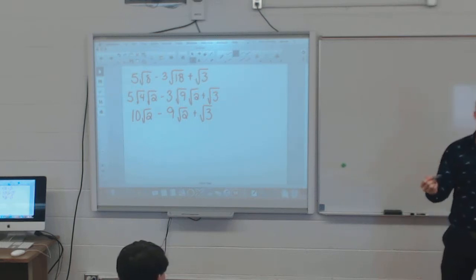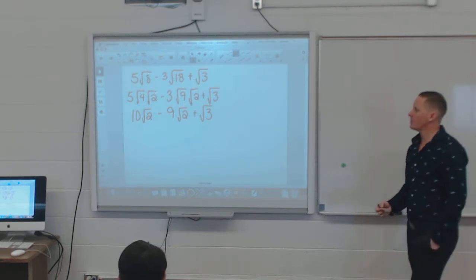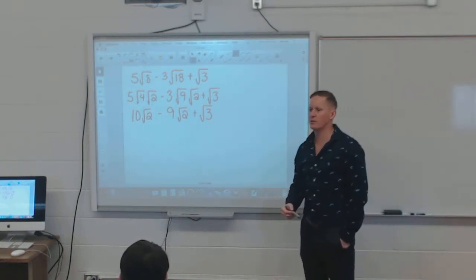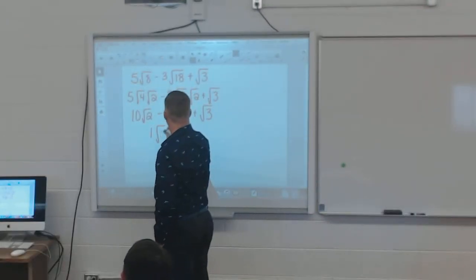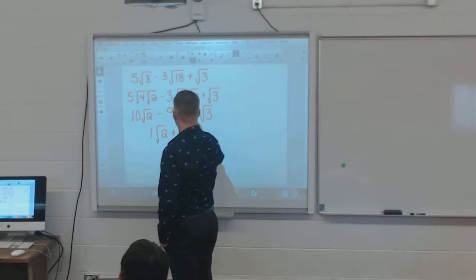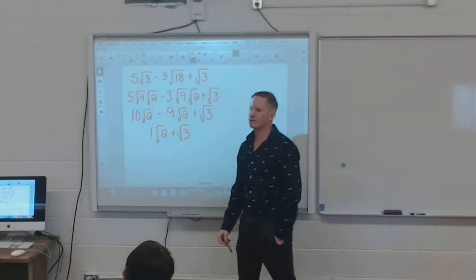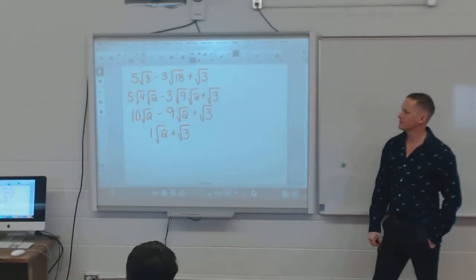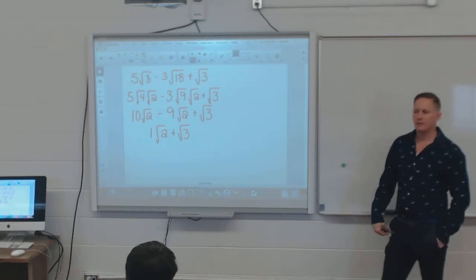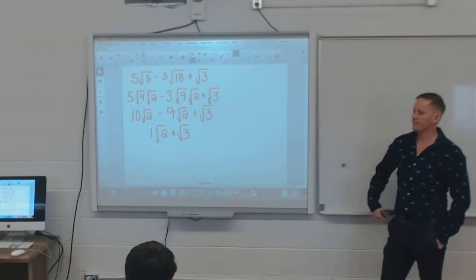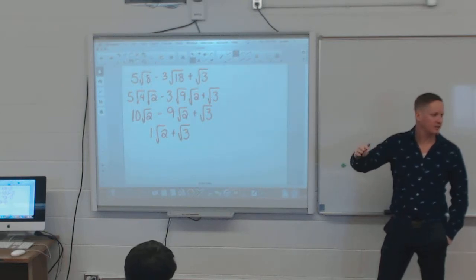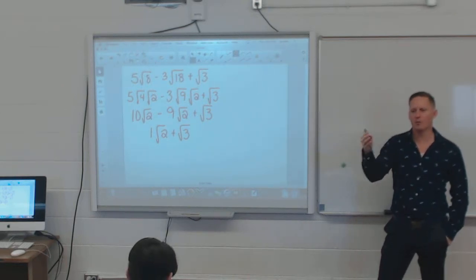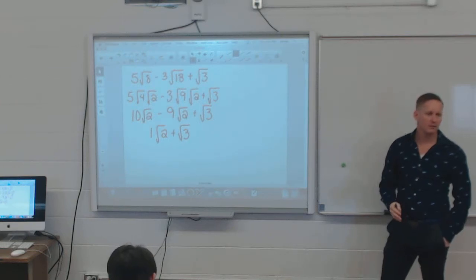Now, I collect my like terms. 10 square root 2 subtract 9 square root 2 is what? 1 root 2. Can I add that to root 3? There's my answer. Okay? That's how I leave it. As soon as I've got them broken down into the smallest possible square roots, I add them together to the point where I can't add them anymore.